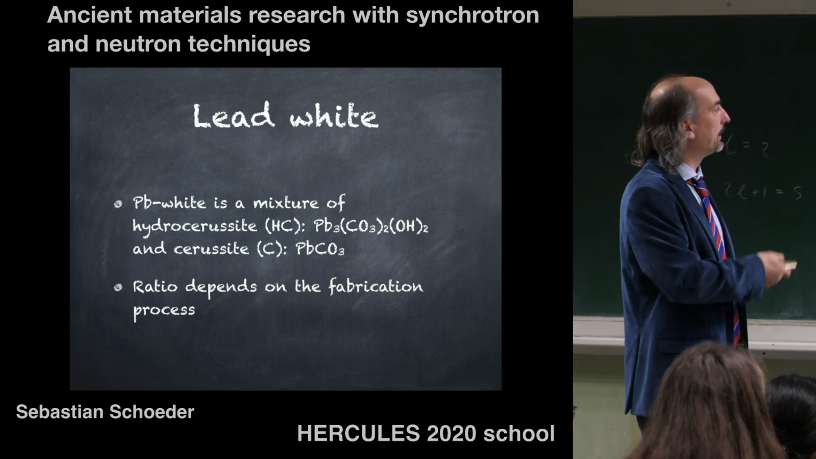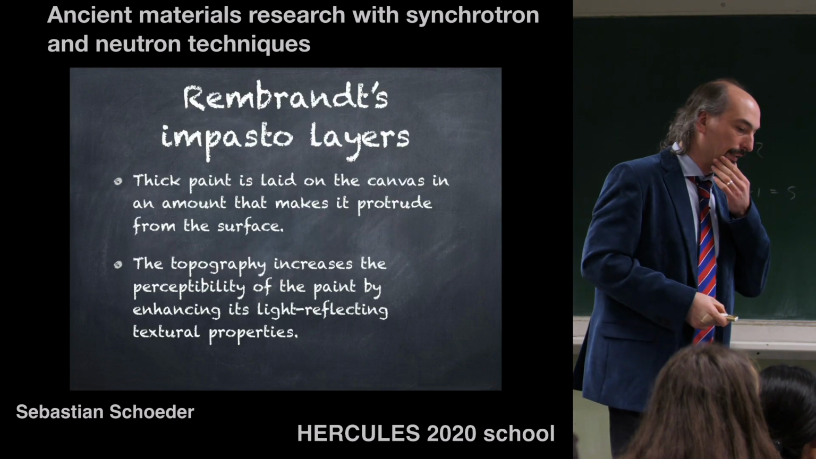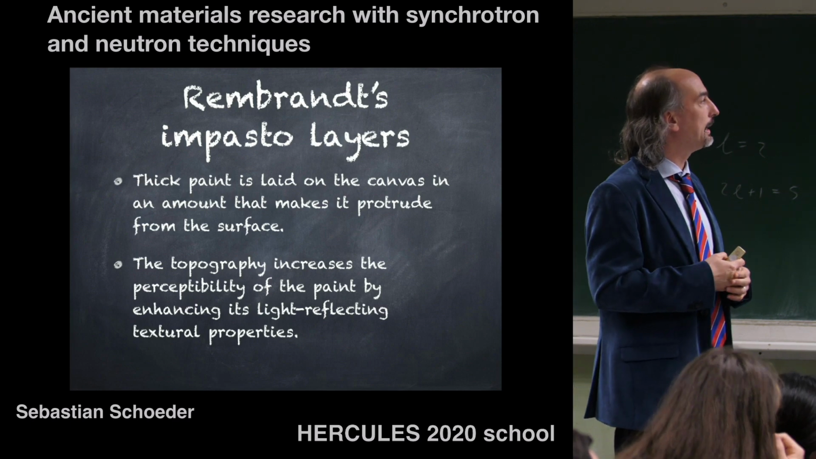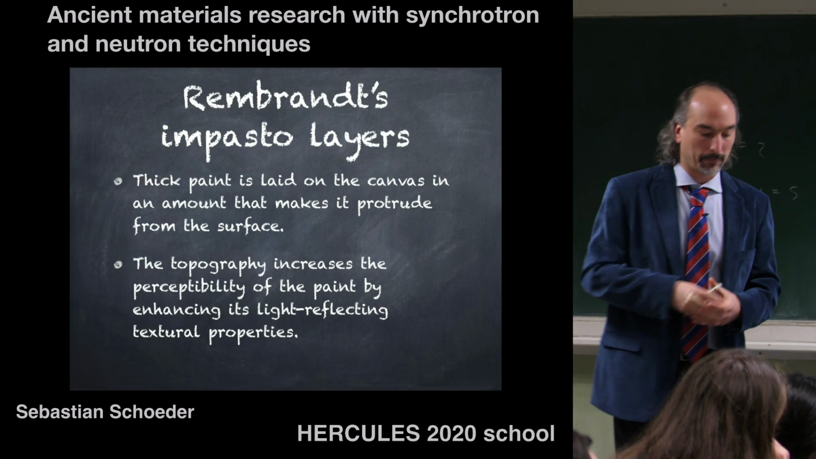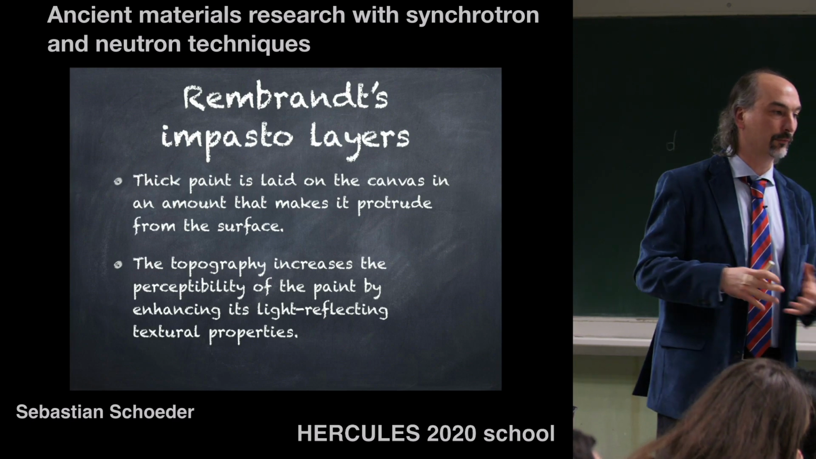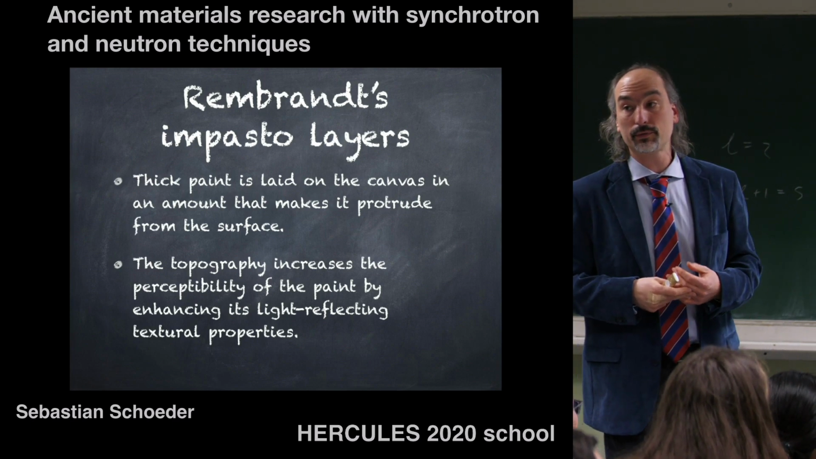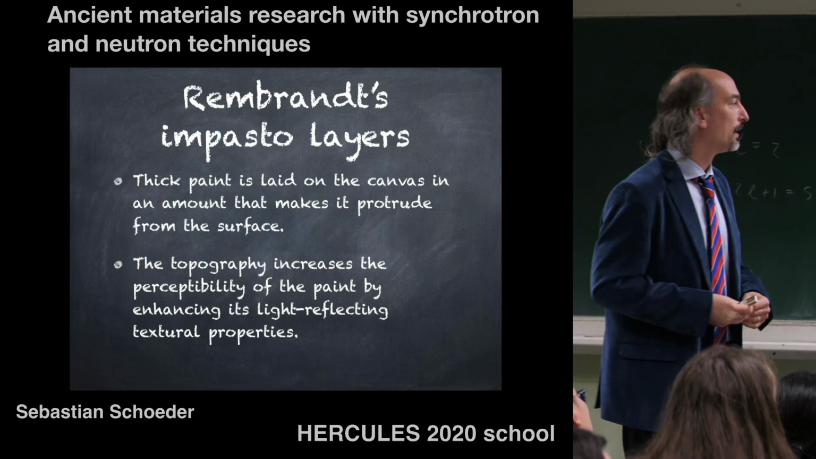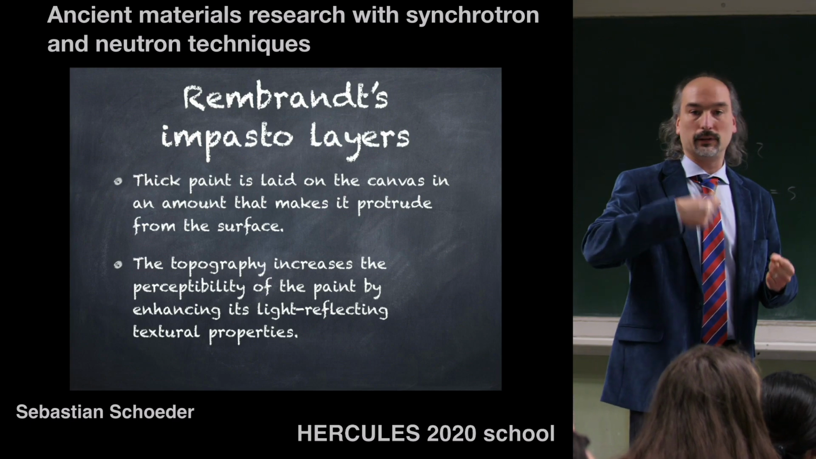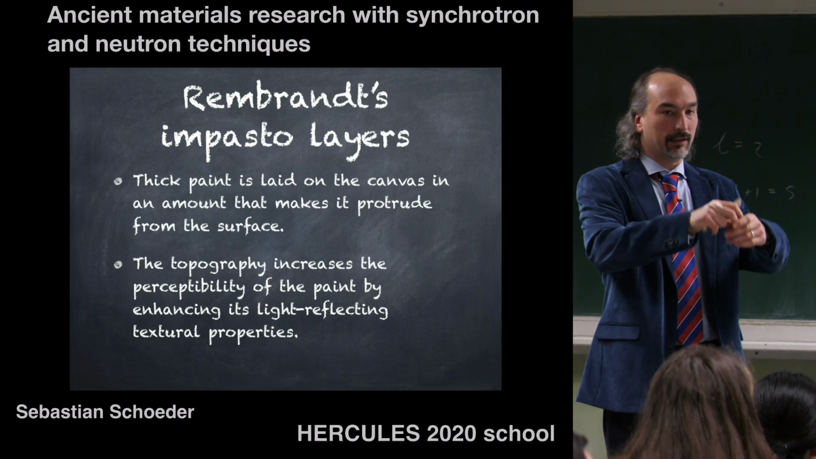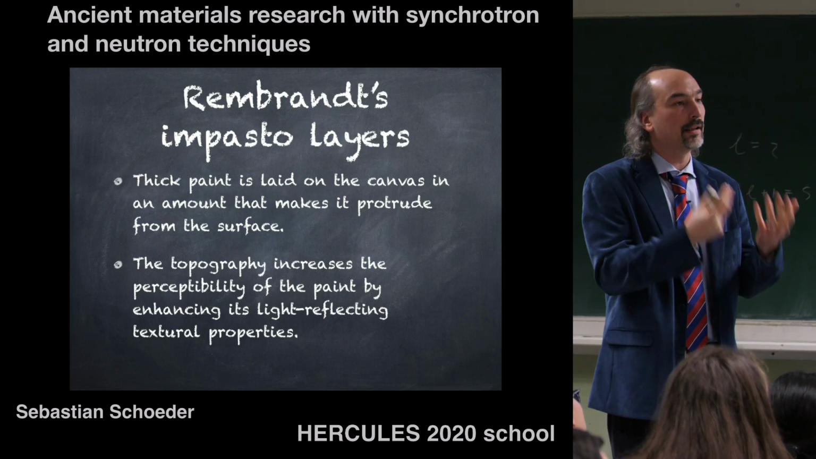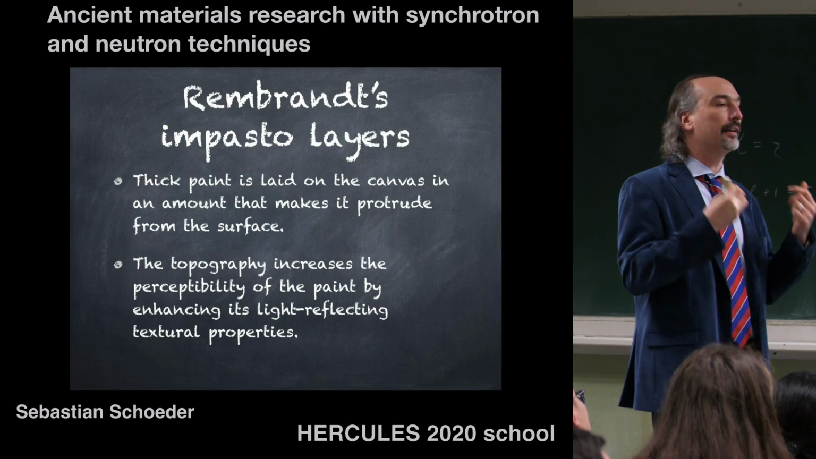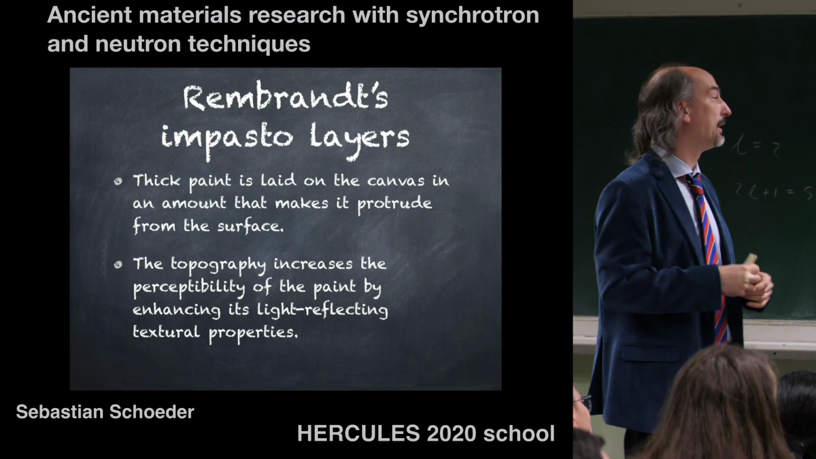Now this study became very interesting when scientists in the Netherlands started to look more closely at Rembrandt's paintings. So there was a big campaign to look at different paintings from Rembrandt and to investigate different techniques that he used. And one very famous technique that Rembrandt used was his impasto layers. So these are layers where he put really a lot of paint on the canvas, giving it really a three-dimensional structure and thereby some peculiar optical properties. And the question was really to better understand why and how he did this.